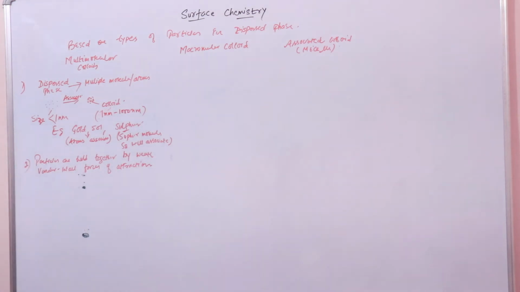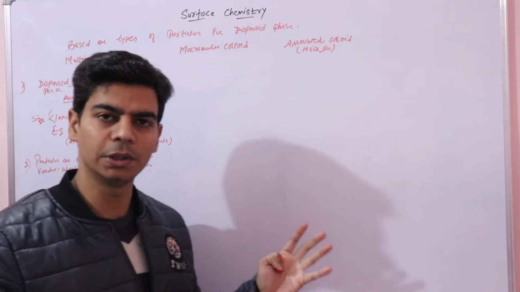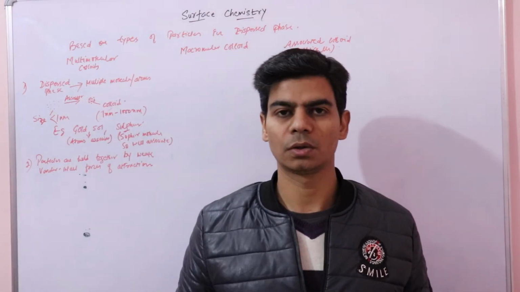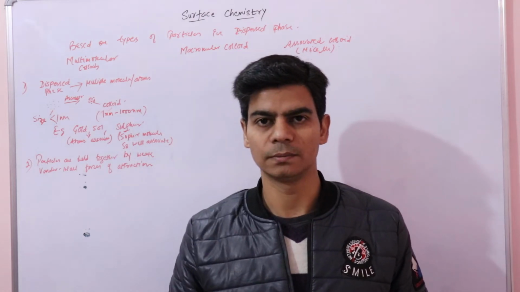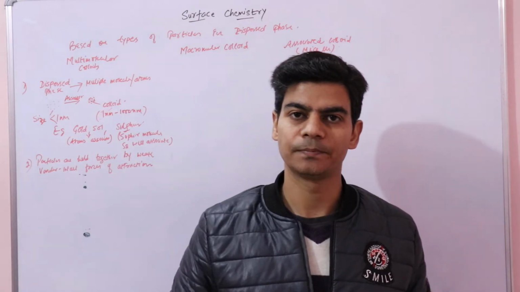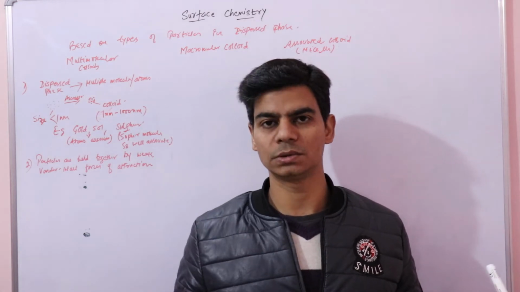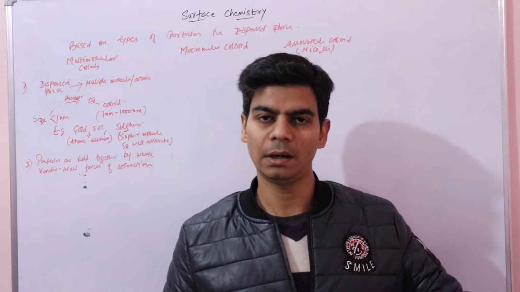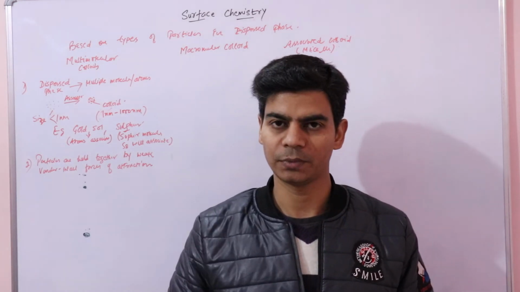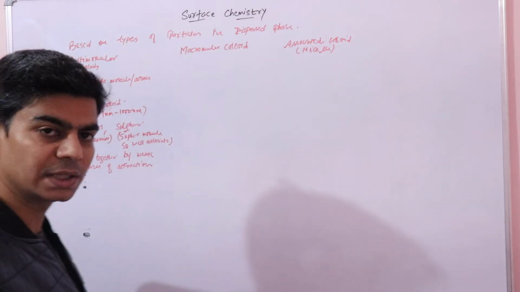Now let's talk about macromolecular colloids. Macromolecule means big molecules, right? So colloidal solutions called macromolecular colloids consist of bigger molecules, for example proteins, enzymes, or polymers like polyethylene, nylon, rubber. These types of molecules you have studied in organic chemistry in the chapters on biomolecules and polymers. So here macromolecule means bigger size molecules.